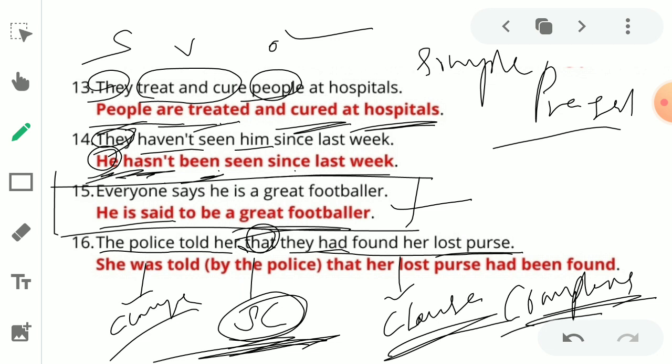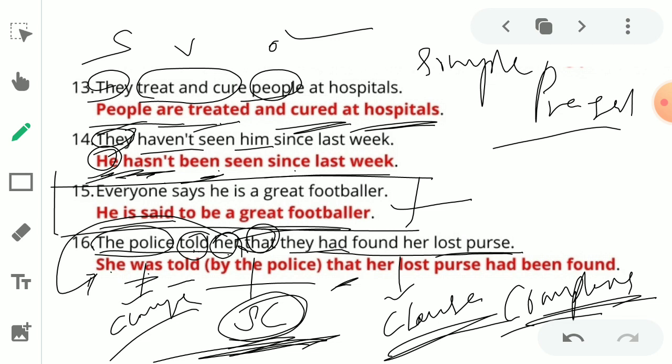The police told her that they had found her lost purse. Here her is the object, told is the verb, the police is the subject. See, the object becomes the subject of the passive, that is she. She was, because of the tense form, told. She was told by the police. You can write it in brackets or without brackets. That is the conjunction used to connect two clauses together.